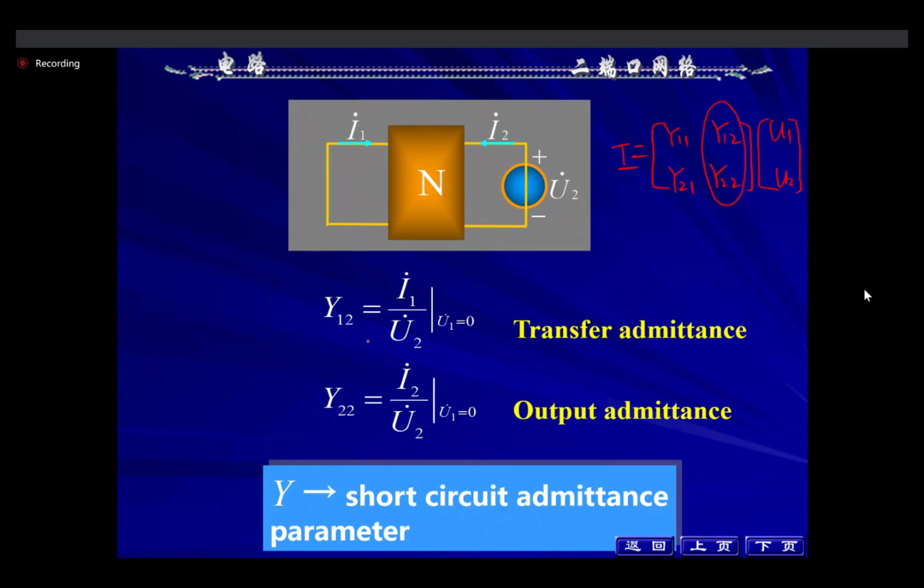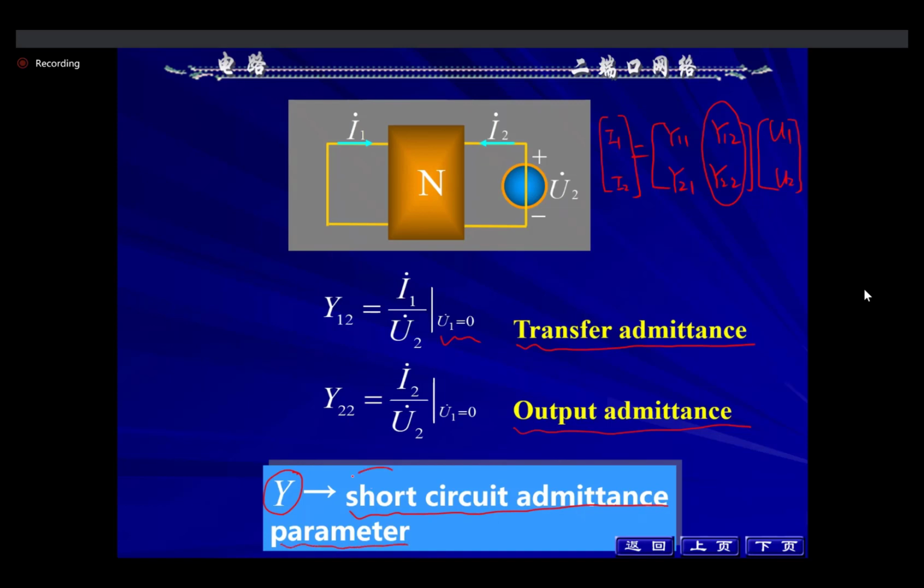Y12: assume U1 is 0, and then calculate I1 and I2. I1 over U2 is Y12. I2 over U2 is Y22. Y12 is also a transfer admittance. Y22 is the output admittance. So the Y parameter, we also call it the short circuit admittance parameter.